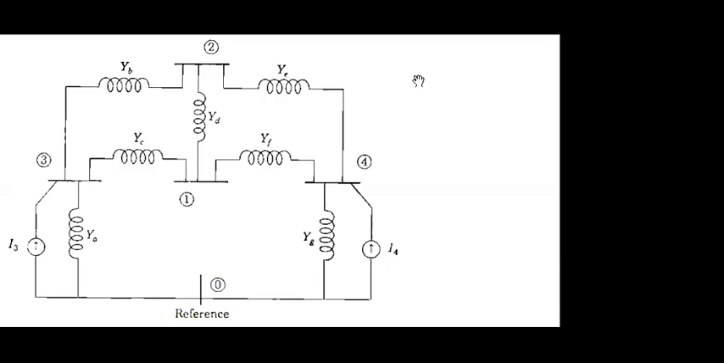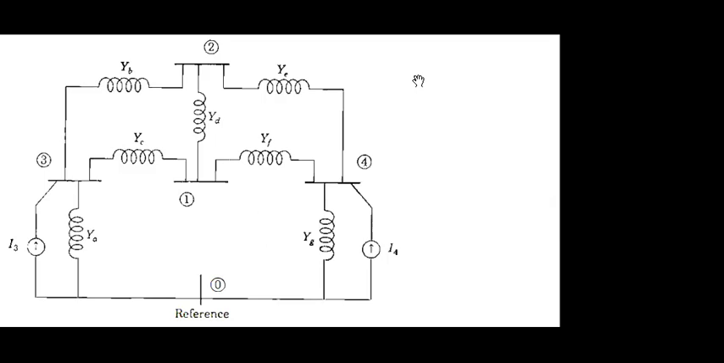So when you complete the nodal equation for all nodes, that means 1, 2, 3, 4, try to rearrange all the 4 equations in terms of V1, V2, V3, V4. Okay. This will be the next step.